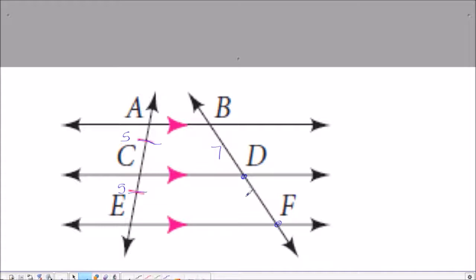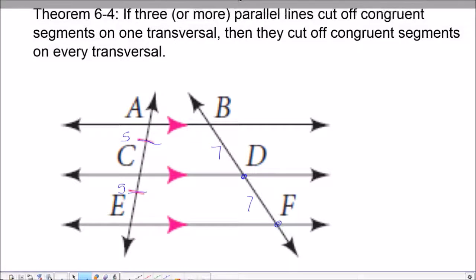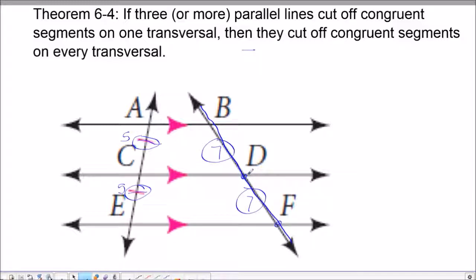Okay, a lot of people say 7. And guys, that's all this is. Okay, that's literally all it is. It's going to say if we have 3 or more parallel lines, notice we do 1, 2, 3. And if they cut off congruent segments on one transversal, there's one congruent segment, there's a second congruent segment. Then they cut off congruent segments on every transversal. So here's our other transversal, and here's our congruent segments that are labeled, because that's all that's going to say.